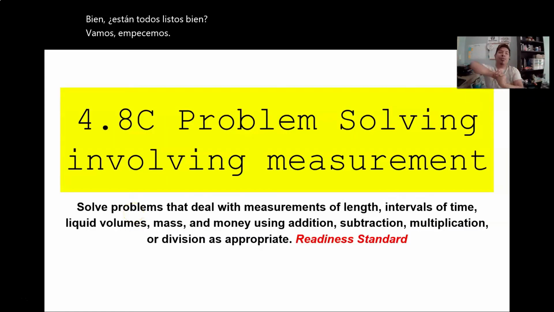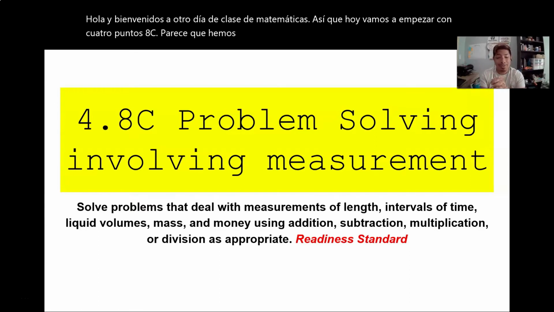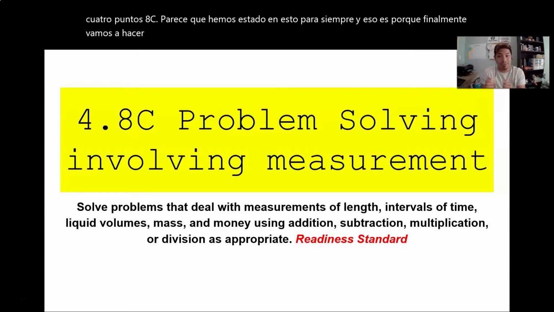Hello and welcome to another day of math class. So today we're going to get started with 4.8c. It seems like we've been on this TEK forever, and that is because we're finally going to be doing money using addition, subtraction, and multiplication, okay? So this is a real good one.